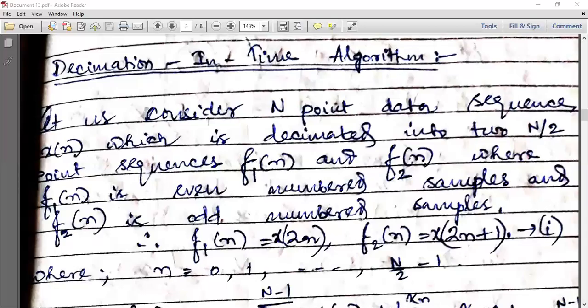Now, if f1(n) is even numbered sample and f2(n) is odd numbered samples, then f1(n) can be written as x of 2n and f2(n) is written as x of 2n plus 1, where n is equal to 0, 1, up to n by 2 minus 1. Clear?